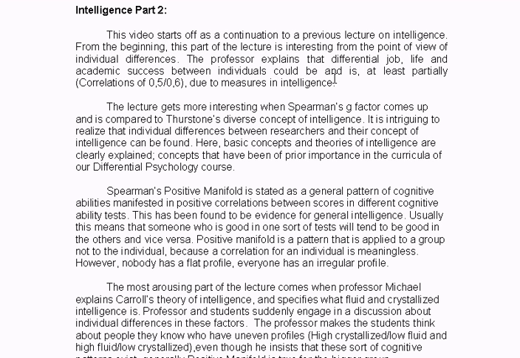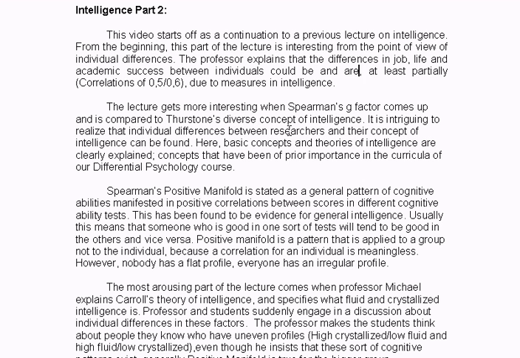The professor explains that the differences in job, life and academic success between individuals could be, and are, at least partially due to measures of intelligence.